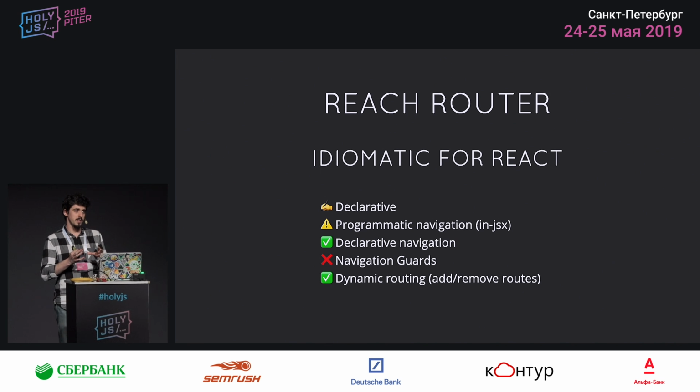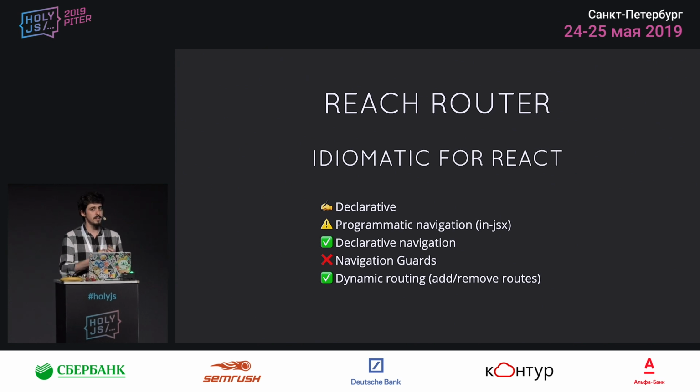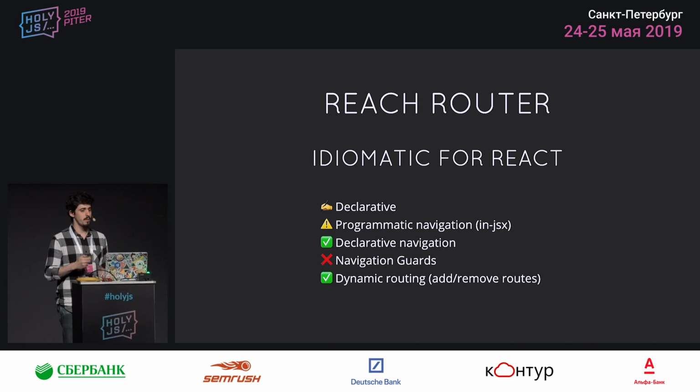Which means that you can do JavaScript calls to navigate, like calling the actual JavaScript in JSX. You have the declarative navigation. You don't have navigation guards. This is something you have to implement yourself as components, as hooks. And you have complete dynamic routing. You can declare your routes. If the component gets unmounted, the routes will be removed, for example. And here I declare inside.